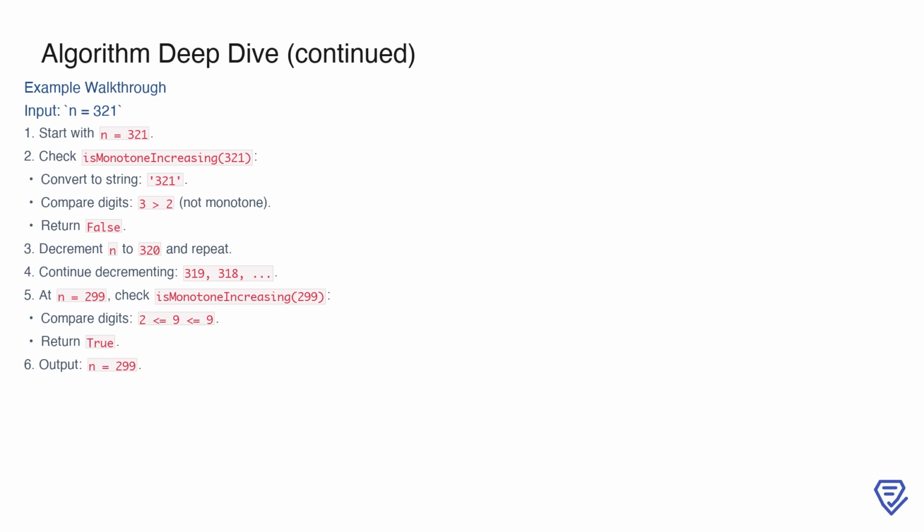Eventually, we reach 299, where the helper function confirms monotone increasing digits. Specifically, the digits 2, 9, and 9 satisfy the condition, as each digit is greater than or equal to the one before it. At this point, the function returns true, and the algorithm outputs 299 as the result. This example highlights how the brute force method systematically works its way down from n to find the largest number that satisfies the monotone increasing property.